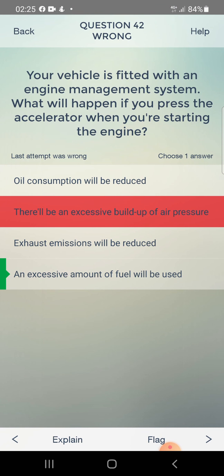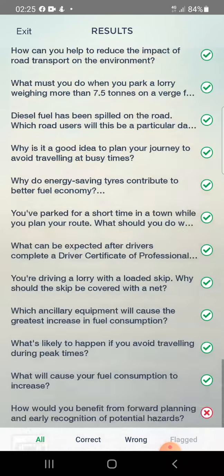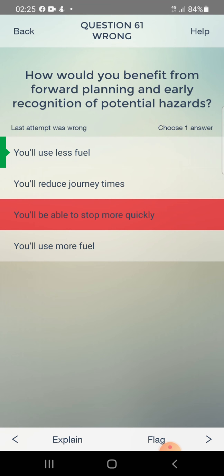Your vehicle is fitted with an engine management system. What will happen if you press the accelerator when you are starting the engine? An excessive amount of fuel will be used. Okay. So that's the last one. How would you benefit from forward planning and early recognition of potential hazards? You will use less fuel.